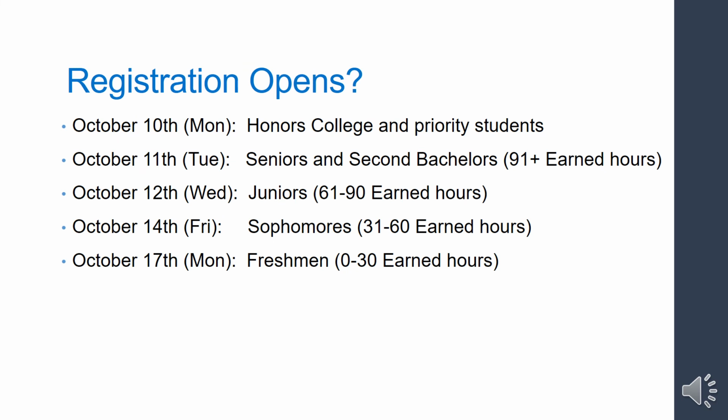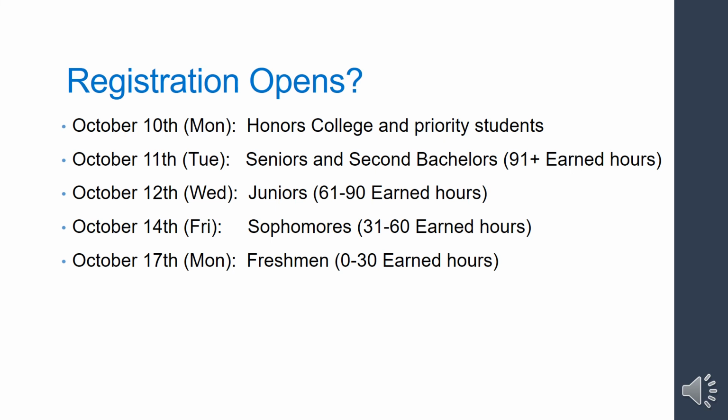So when does your registration window open? For most of you, it will depend on your earned hours. Now, on Monday, October the 10th, which is the first day of spring 2023 registration, Honors College and priority students can register. This is regardless of their earned hours. Everyone else will follow the schedule that I've given based on the number of earned hours that you have.